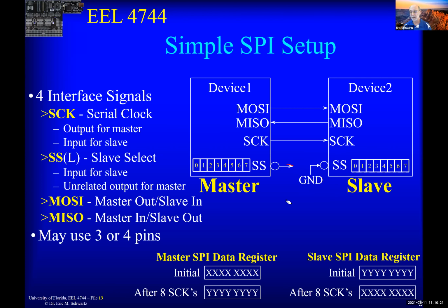Okay, so if I connect these up and I say the master is going to start with this data and the slave is going to start with this data, how does the whole process start? Well, it starts by writing some data to the data register of the master. As soon as I do that, the clock starts clocking, and the master's data goes to the slave, and the slave's data goes to the master, all at the same time. But it all starts with writing to the data register for the master.